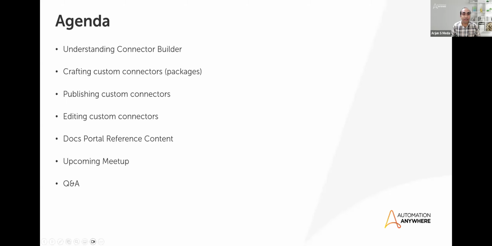Here is the agenda. Vineet is going to talk about what connector builder is, who the audience is, what you can do with it, and how it is different from our SDK. And Vipul is going to show us how you can create a custom connector in just a couple of minutes. Then we will showcase how you publish a connector and how you edit a connector which is already built. We'll also show you some docs portal reference content on what kind of material is available for you to learn from. And we'll also talk about the upcoming meetup.